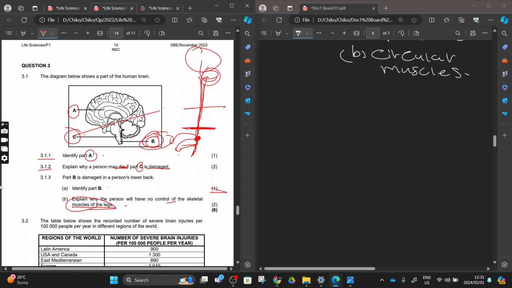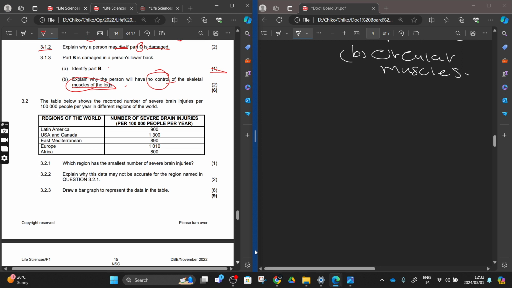I hope you understand that, or I hope you'll be able to explain that, because we've been explaining this many times: if you cut your spinal cord there, you are going to be paralyzed down there, because we also have the cerebellum that is coordinating the skeletal muscles. So if your legs cannot receive this message from your cerebellum, there's a possibility of you being paralyzed. Paralyzed, you have no control. I hope you get that. So let's go to another question.